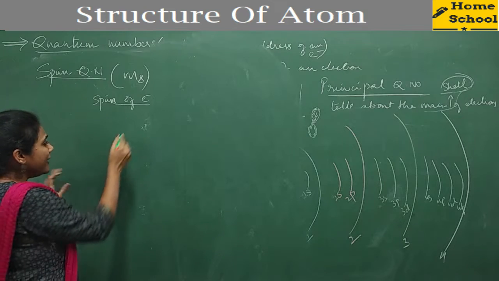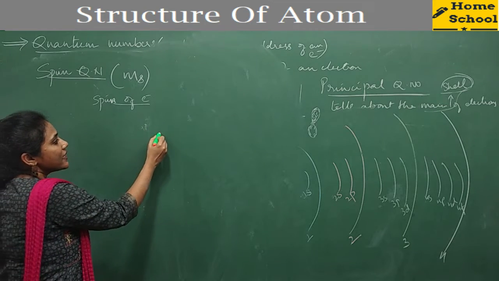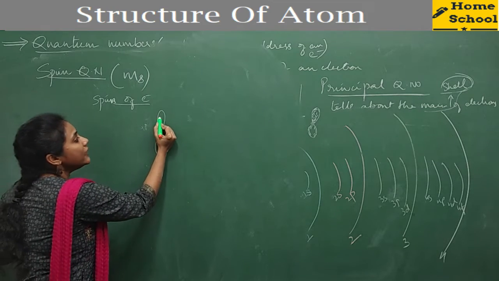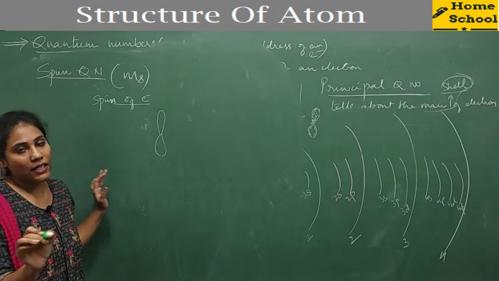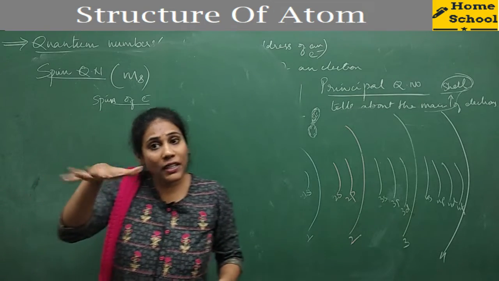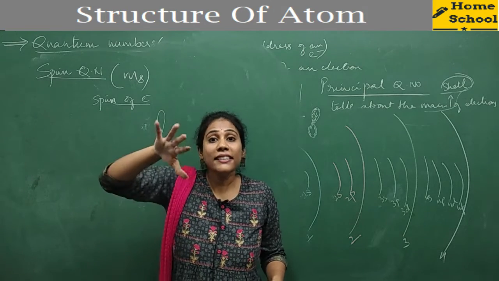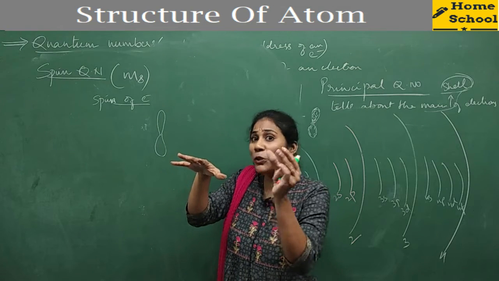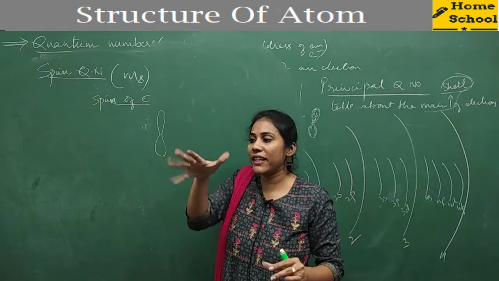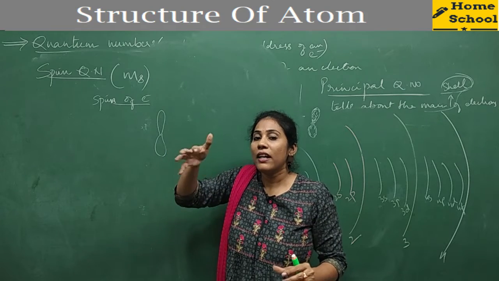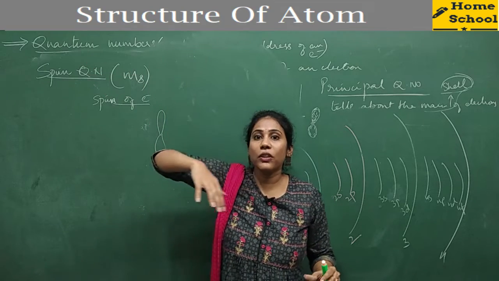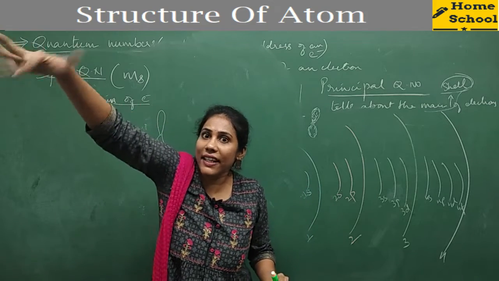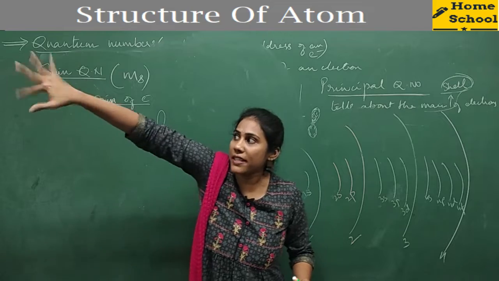See, each orbital will have, say for example, this is one p orbital. Each orbital will have 2 electrons, I said, and these electrons keep rotating. There are 2 movements possible for the electron, guys. One is revolving around itself, and another one is revolving around the nucleus. It revolves around itself, and it can also revolve around the nucleus, something like this.